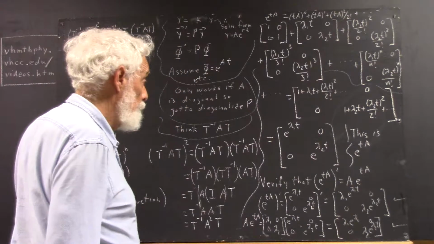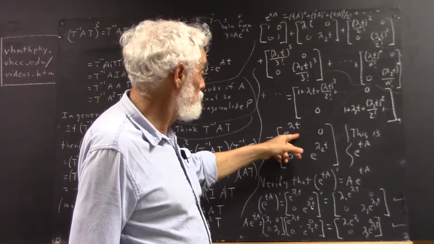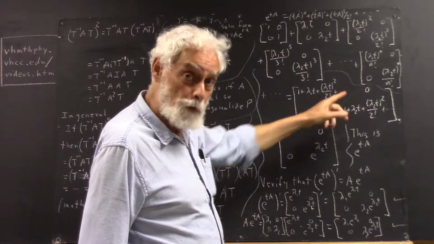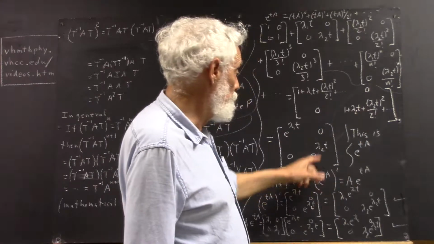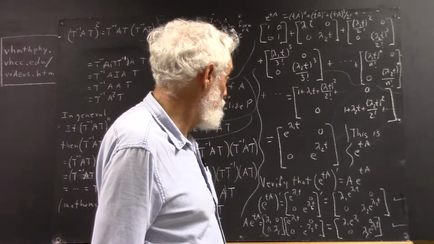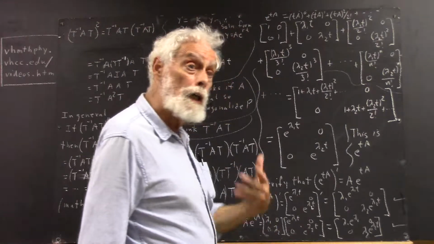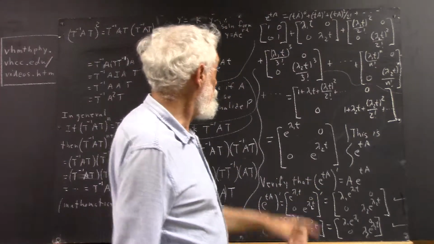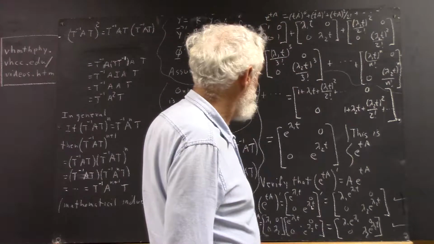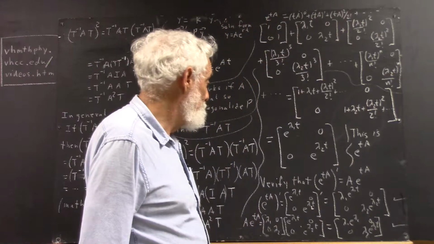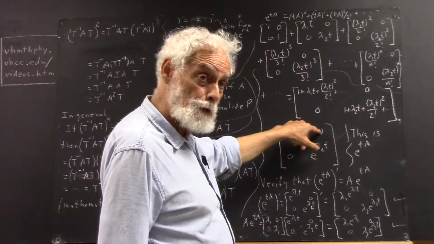Well, okay, that's great, but what's this? This is just e to the lambda 1t. That's just a Taylor series for e to the lambda 1t. And this is just a Taylor series for e to the lambda 2t. So that the e to the tA matrix for a diagonal matrix, if the diagonal matrix is lambda 1t, lambda 2t, okay, just gives us e to the lambda 1t, e to the lambda 2t.